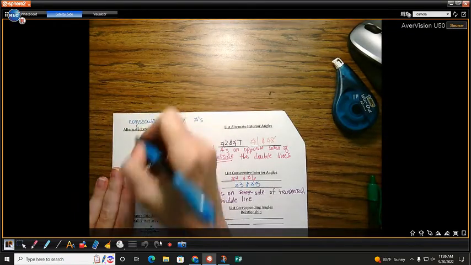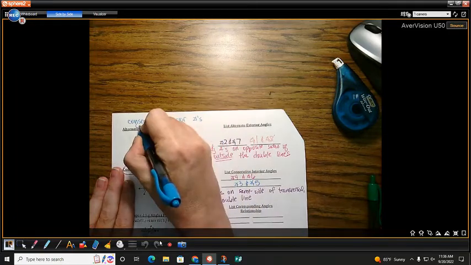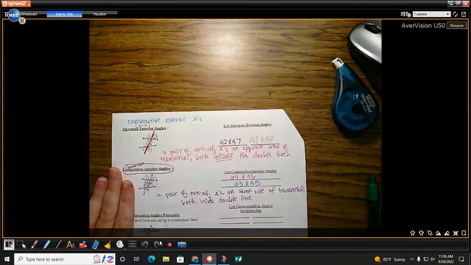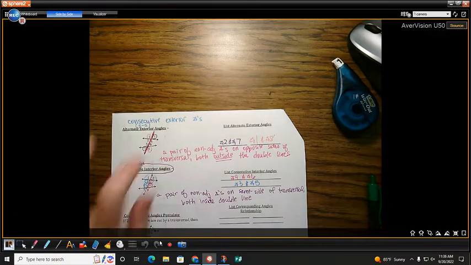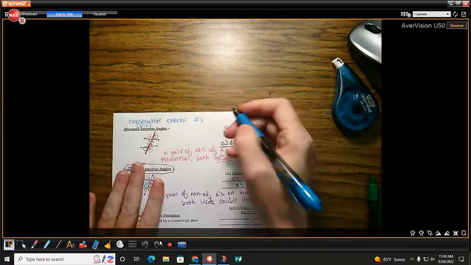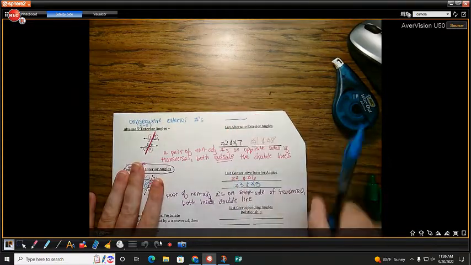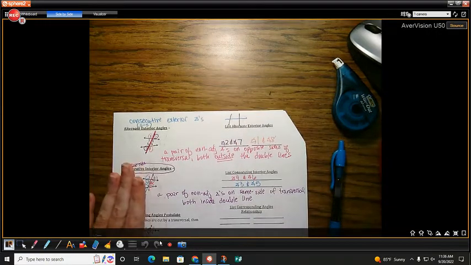So you could also say that these are same side instead of consecutive, and I just do SS for same side interior or same side, whatever. So this is same side or consecutive exterior angles. And rather than write the full definition, I'm just going to draw a picture of it based on what it says. I'm going to have a transversal cutting across some kind of two lines.